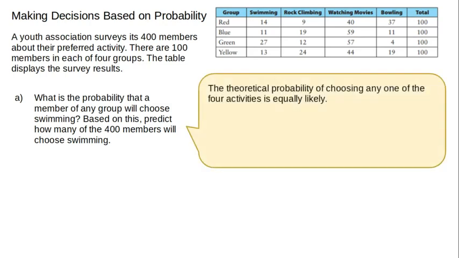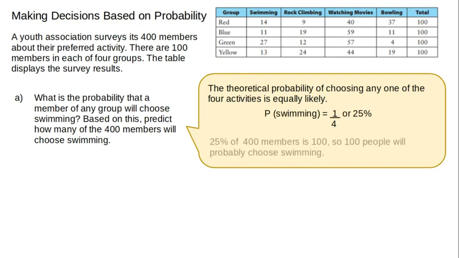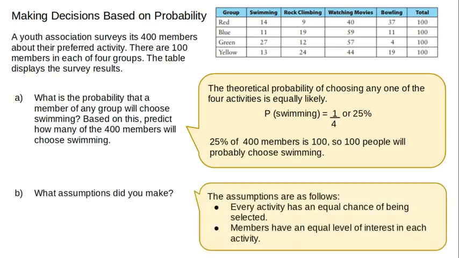The theoretical probability of choosing any one of the 4 activities is equally likely. The probability of swimming, then, is 1 out of 4, or 25%. 25% of 400 members is 100, so 100 people will probably choose swimming. What assumptions did you make? Well, every activity has an equal chance of being selected, and members have an equal level of interest in each activity.